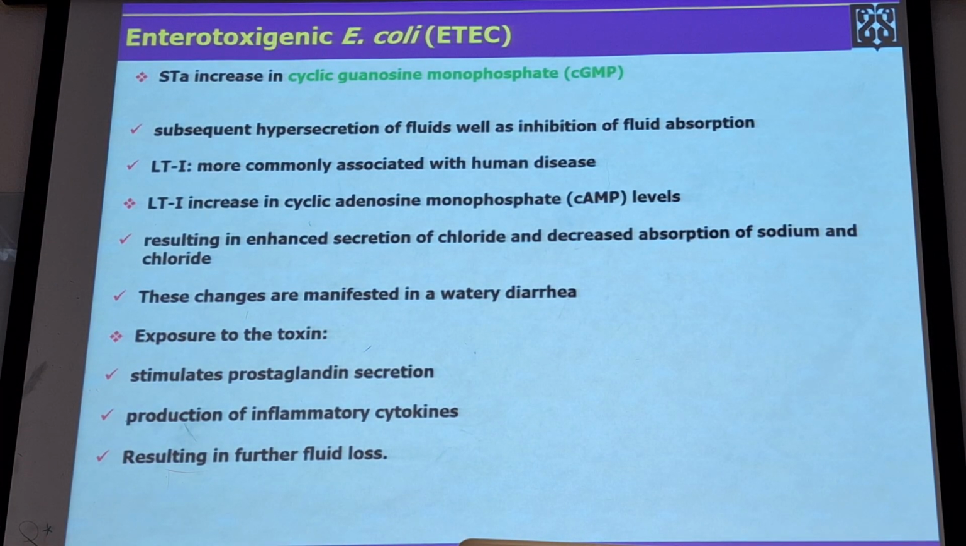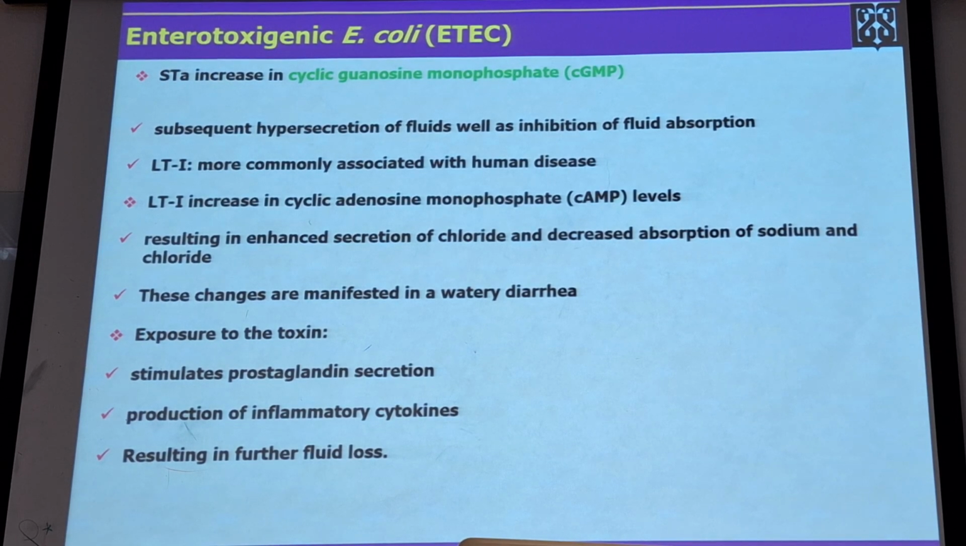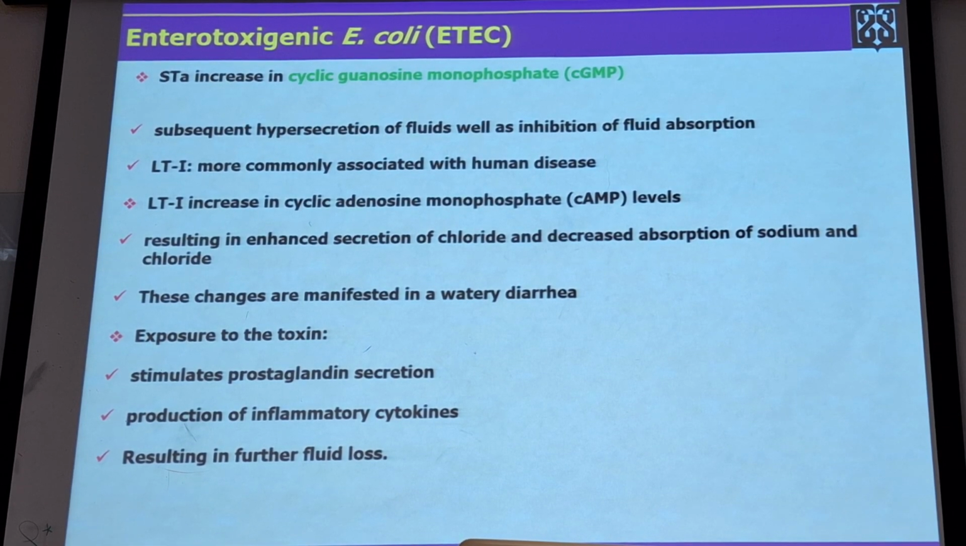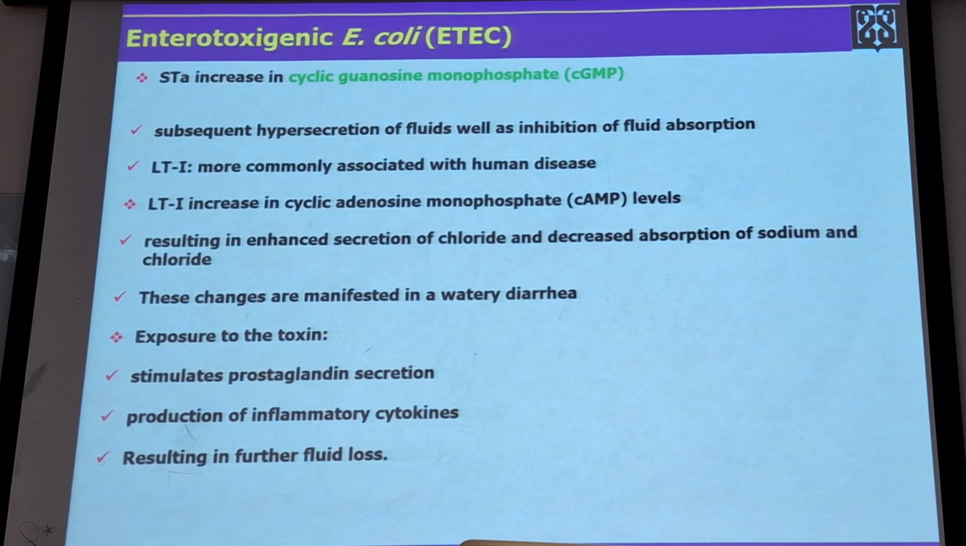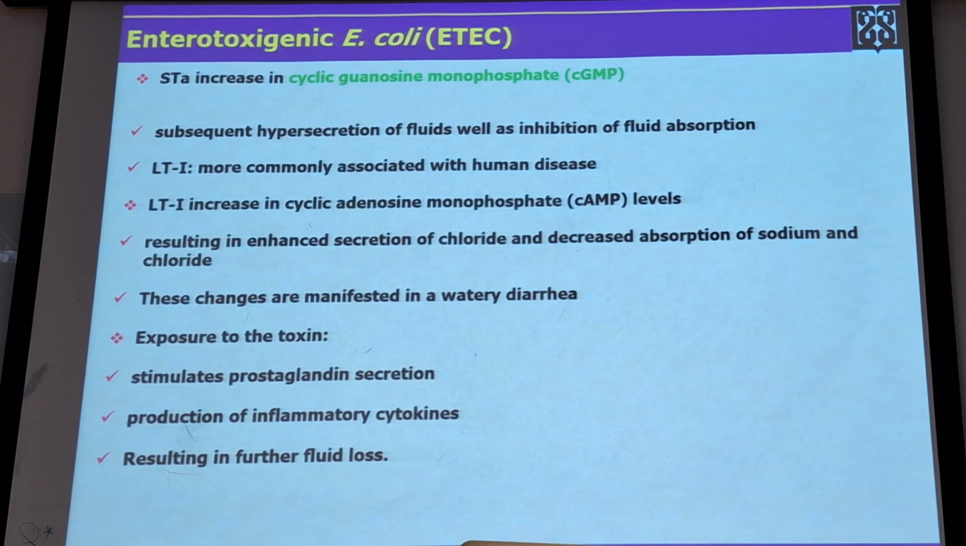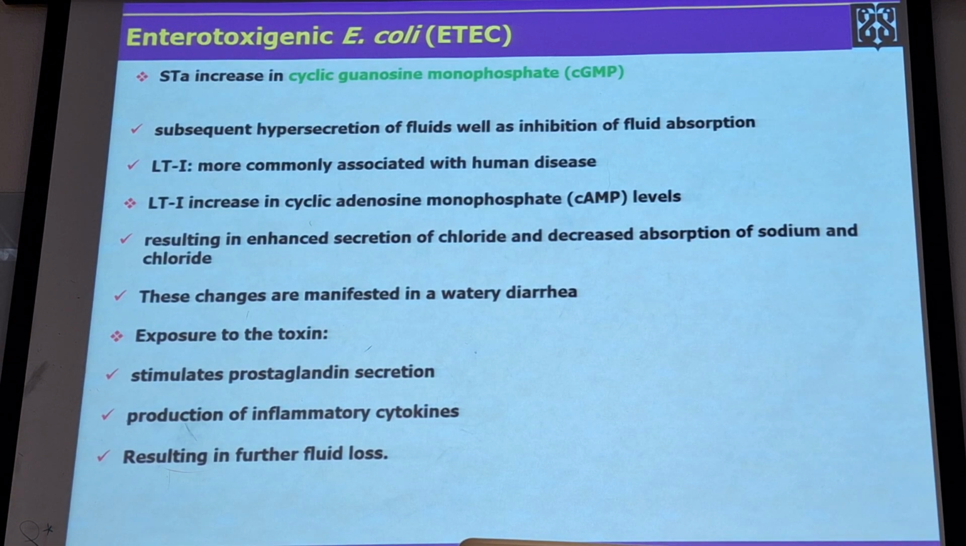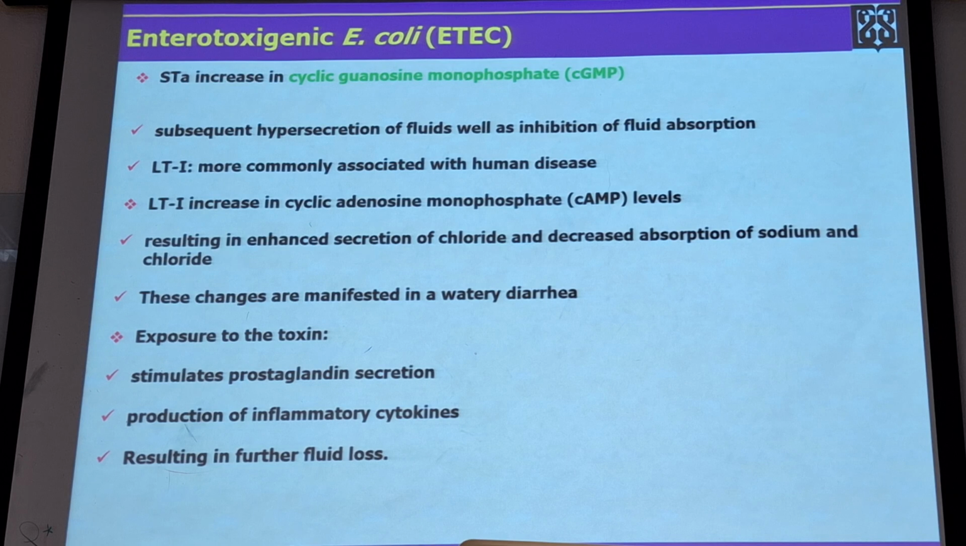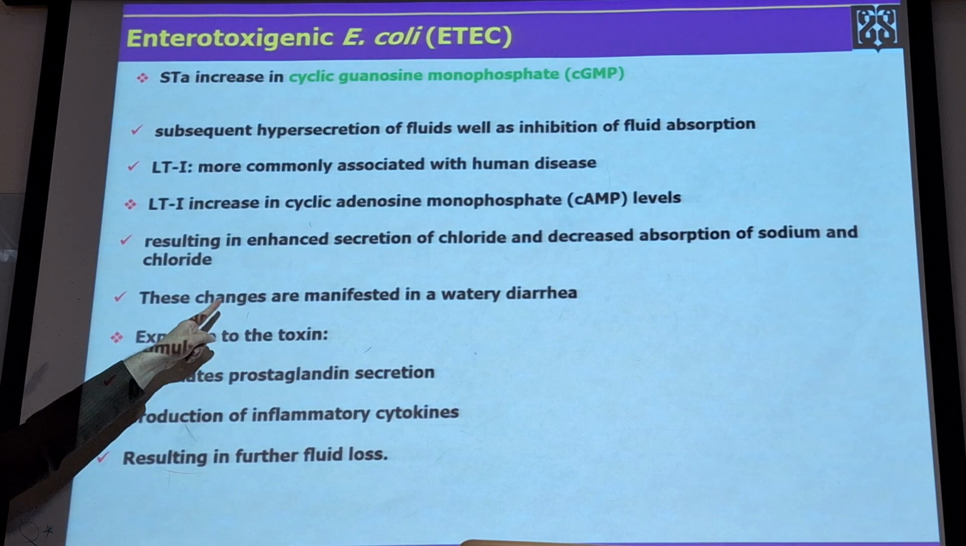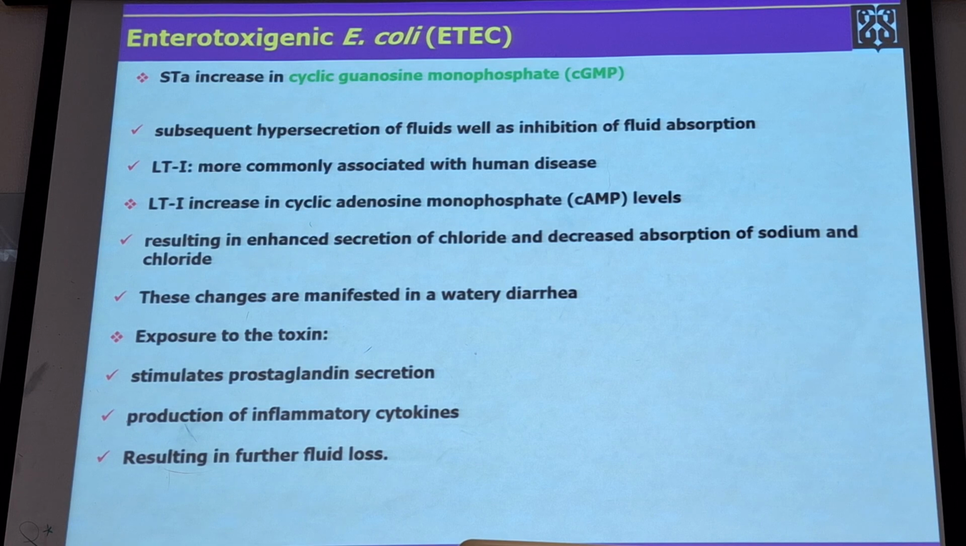STa causes an increase in cGMP, cyclic guanosine monophosphate, and subsequent hypersecretion of fluid, as well as inhibition of fluid absorption. LT1 is more commonly associated with human disease. LT1 increases cyclic AMP levels, resulting in increased secretion of chloride and decreased absorption of sodium and chloride. These changes are manifested as watery diarrhea.